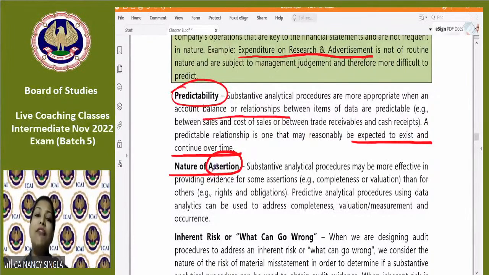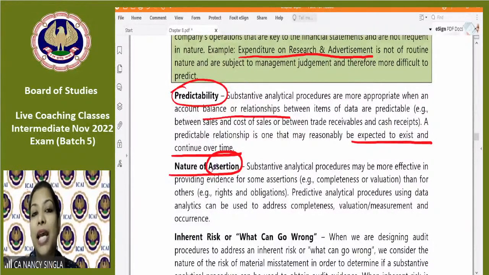Now tell me, if I have to check the ownership of a building, can I say that last year this building was the management's, now also it will be the management's? You cannot say like that. Now you will have to check the building, the documents relating to the building, the electricity bill, the property title deed, everything you will have to check in detail. So I can say nature of assertion, like measurement, completeness, all these assertions you can apply analytical procedure. But where you have to check rights and obligations, there you will have to perform what? Test of details.